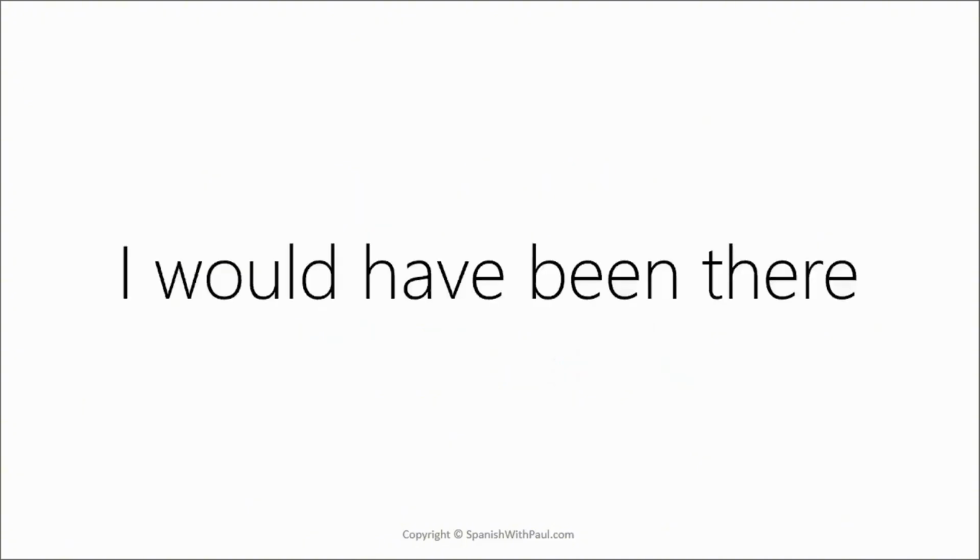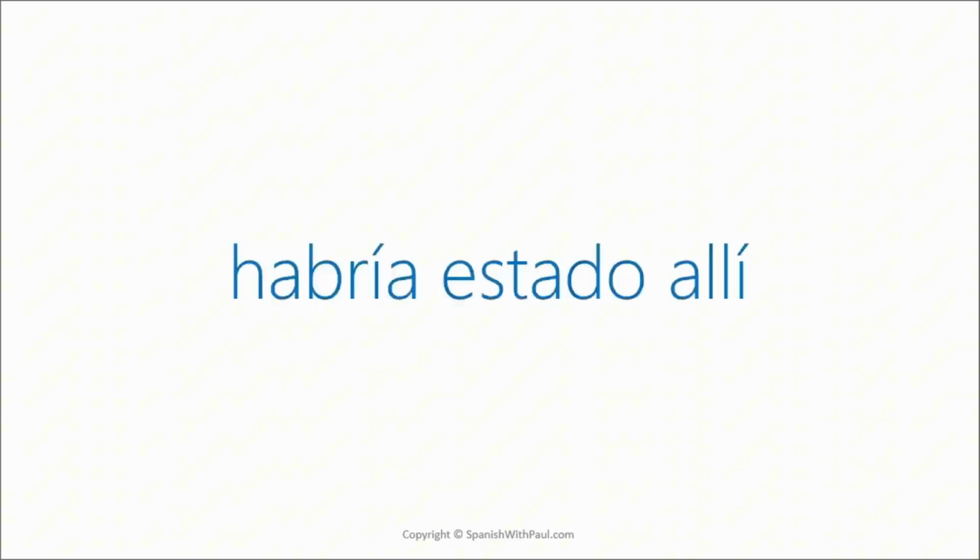Let's take this example. I would have been there. Now, obviously, we're expressing or talking about location here. So we're going to be on the estar side. That means that we would use estado for been. That gives us habría estado allí. I would have been there.